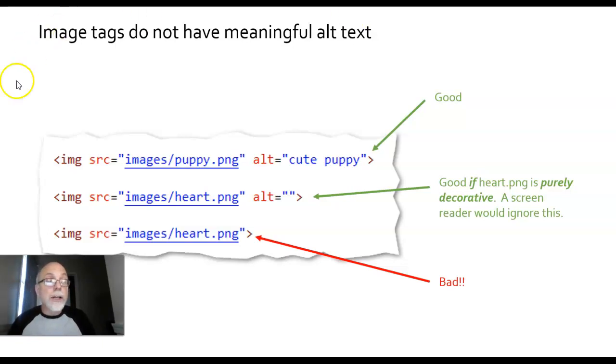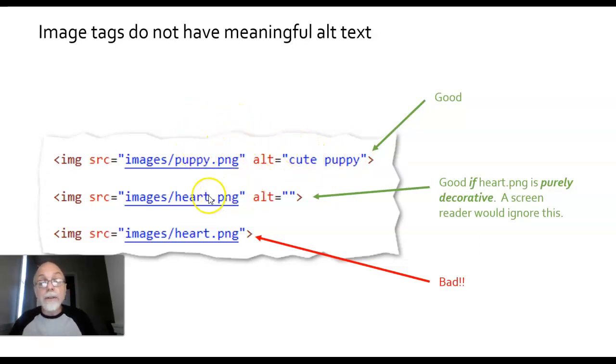So my image tag here is my HTML image tag. It has a source, and I have here puppy.png, and my alt text is cute puppy. This is the exact same image I had on the earlier slide. So this is good. This tells me what this is.